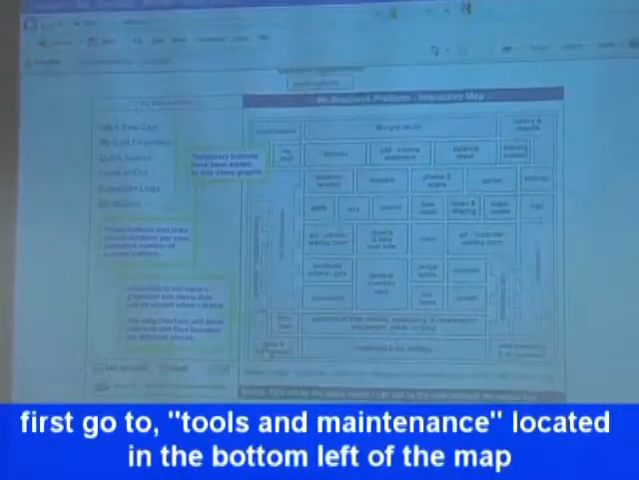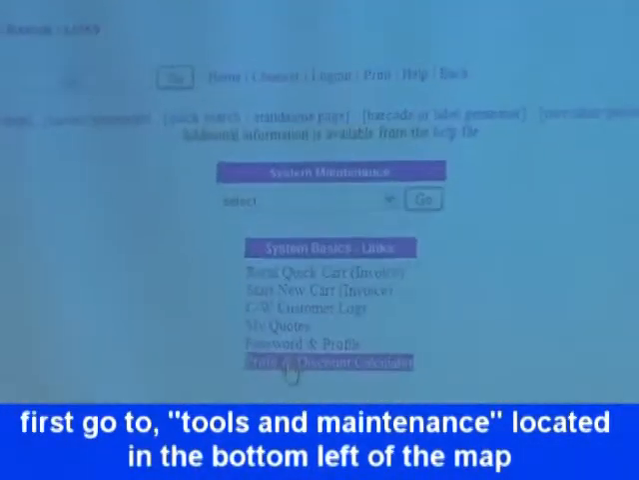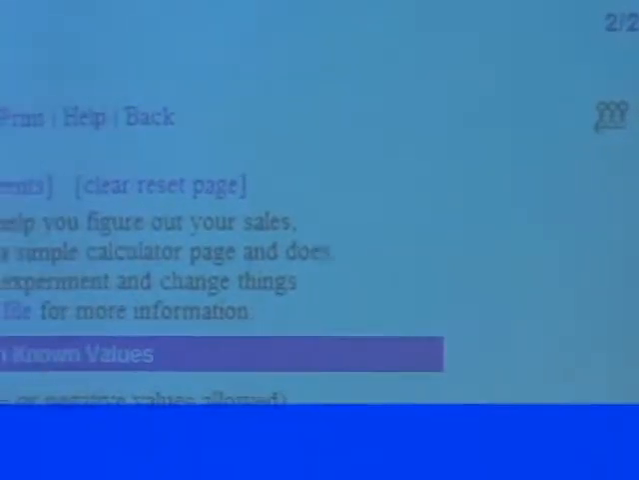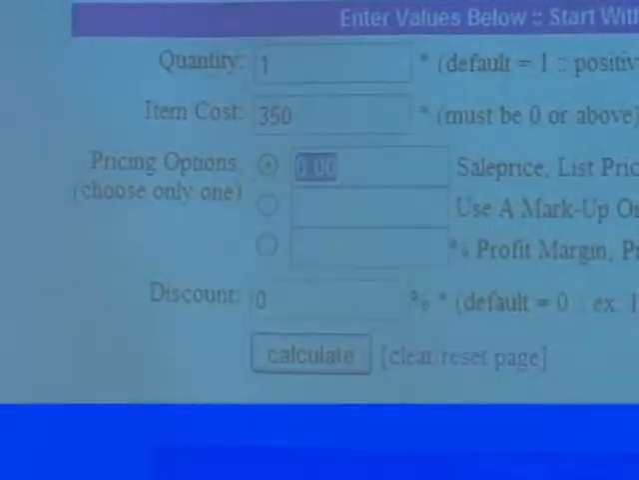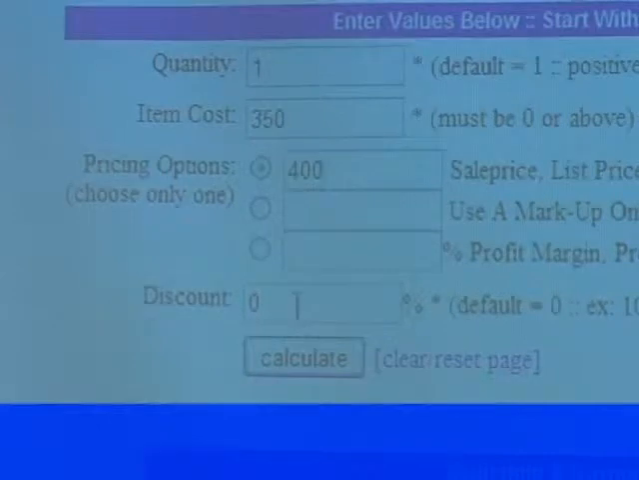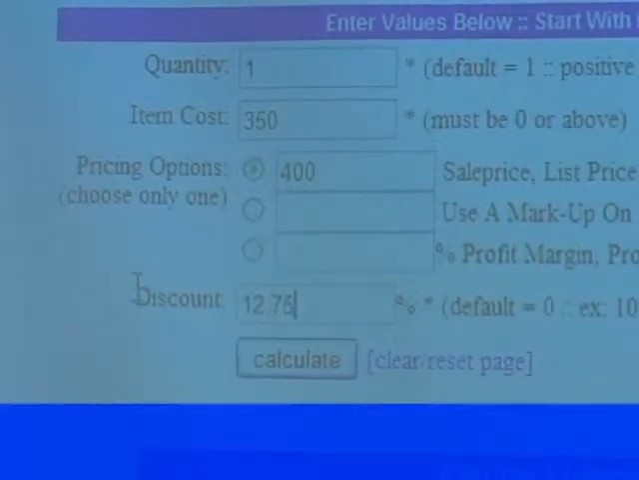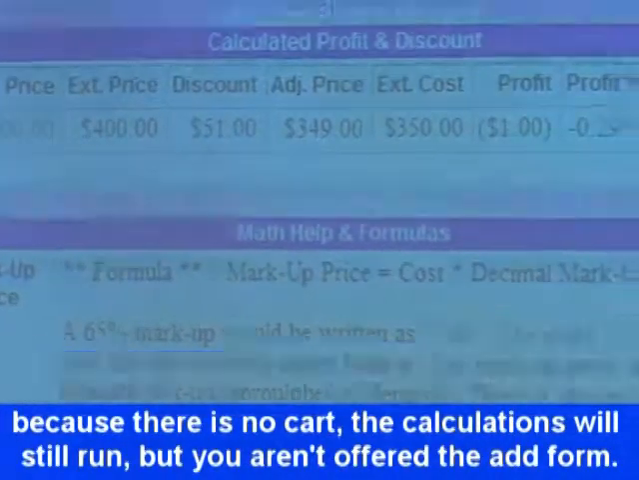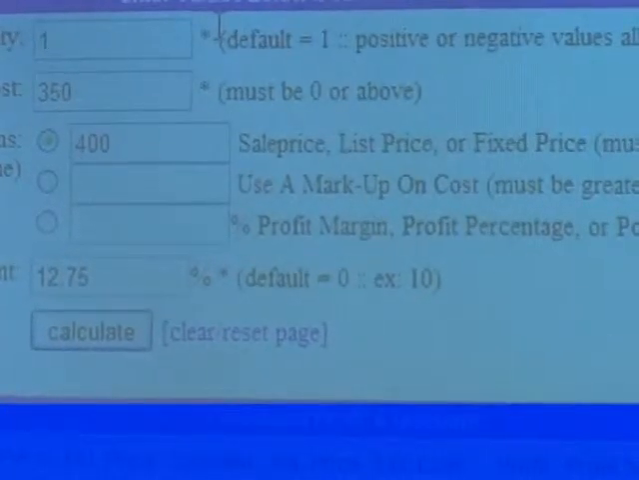But some of you guys are working pretty fast, and I see your heads are already up. I'm just going to show you. I'm going to actually clear my cart, and I'm going to go to the profit and discount calculator, tools and maintenance, and profit and discount calculator. I have no cart right up here by my little icons. I don't have any cart. So anything I want to add here, I can do my same scenario, $350 and a sale price of $400 and a discount of 12.75 and calculate. Even though I entered this discount right here, you can see it didn't give me an add form to add it to the cart. It's like, oh, you don't have a cart, so I'll just do the calculation.